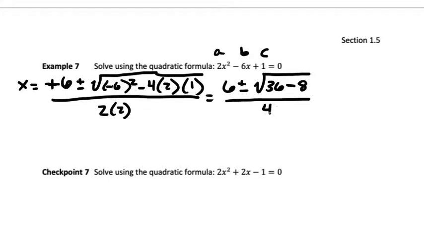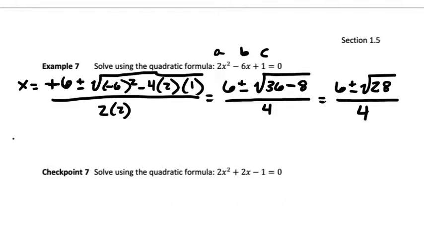And that's divided by 4. And 36 minus 8 is 28. Now, once we have that square root down to a single number, this is where we look at, is it a perfect square, or is it something that can be simplified?